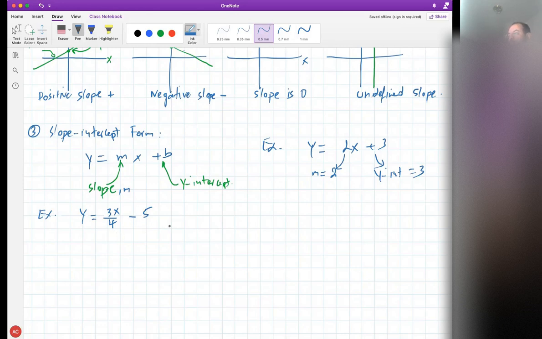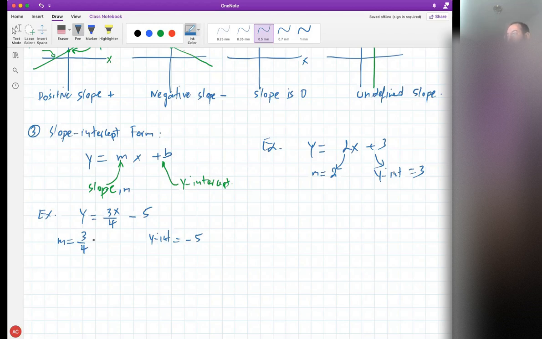Now, first, let's identify the slope and the y-intercept. What is the slope of this line? 3/4, that's right, 3 out of 4. It's the number next to the x, whatever it is, even a fraction like 3 over 4. What is the y-intercept? Negative 5. So that could be a typical question: identify the slope and the y-intercept. And then another question might be to graph this, which is very easy, as we'll see.